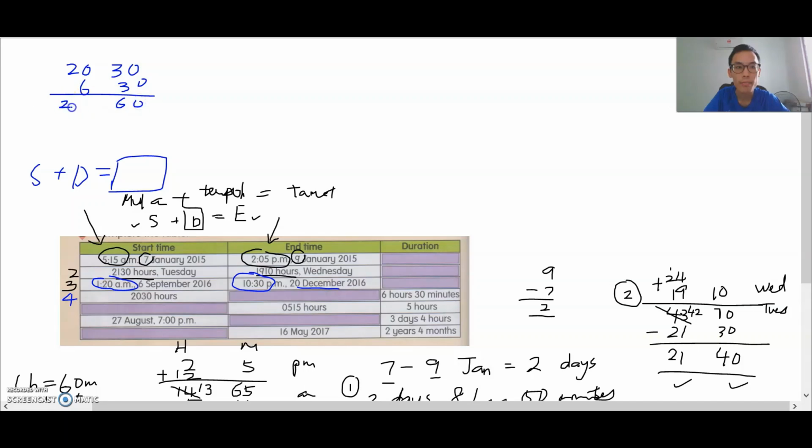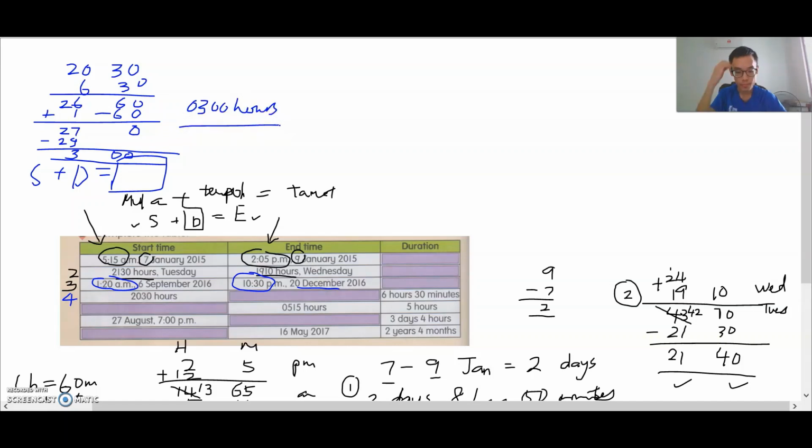Okay, you add up. Now 1 hour is only 60 minutes, right? So we minus 60 minutes and then we plus 1 hour. Okay, here we have 27 hours. One day we only have 24 hours. It cannot be 27. So we minus 24 hours. So it becomes 3 o'clock. Okay, so this is 24-hour system. So the answer is 0300 hours. Okay, this is for number 4.